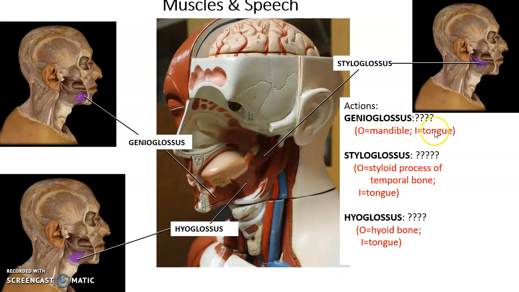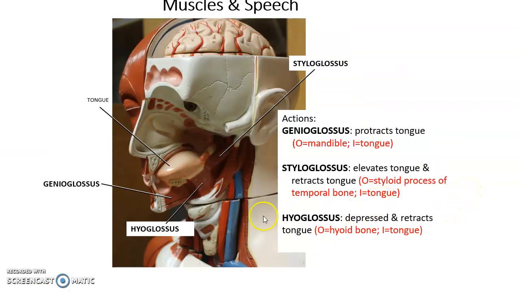You'll note I wrote out their origins and insertions. That's because you have to know their origins and insertions. So, genioglossus protracts the tongue, pulls it forward. Styloglossus helps to elevate and retract the tongue, so pull it up and back. And hyoglossus helps to depress and retract the tongue, pull it down and pull it back. So again, if you remember that the only thing muscles do is get shorter, it helps give you an idea of what is going to happen.